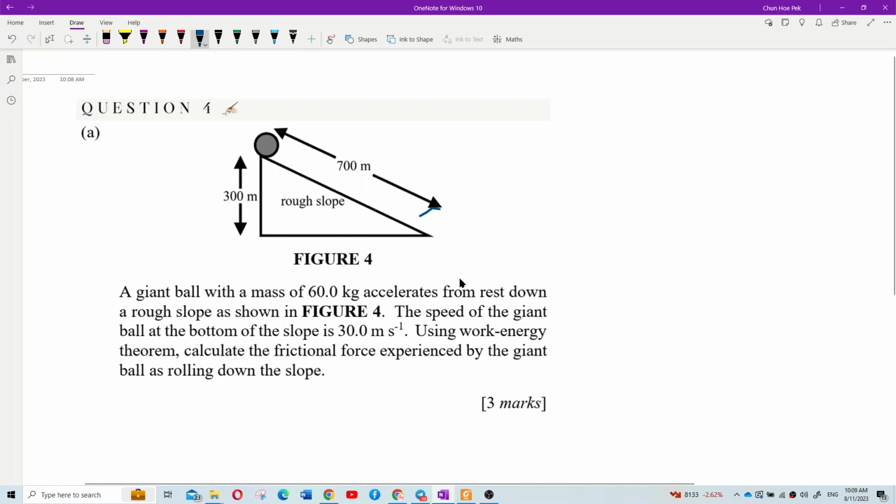So the ball will reach the bottom. Initially, u is 0 here. Finally, the speed at the bottom is 30. This is the mass, 60 kilogram. So rough.